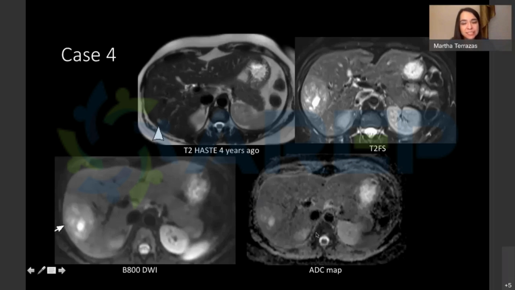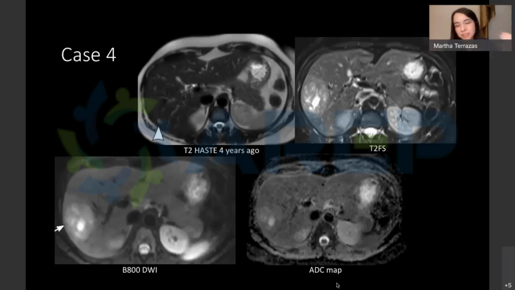And then we have our DWI, right? Our high b-value imaging, our b800, and our ADC map. Now this is helpful because it can tell us if something is solid. It doesn't necessarily tell us if something's malignant. It just tells us it's solid. Maybe there is truly a mass lesion in here, whether it's benign or not.